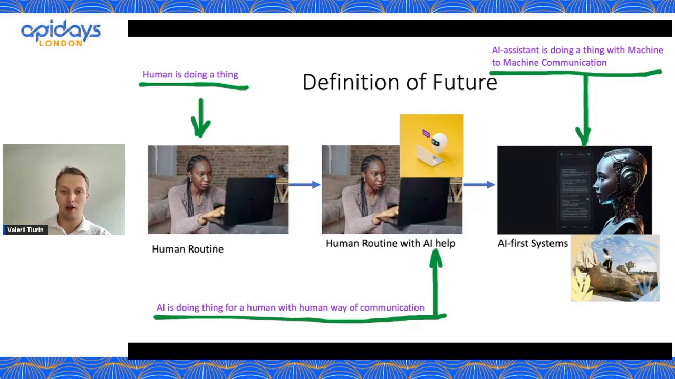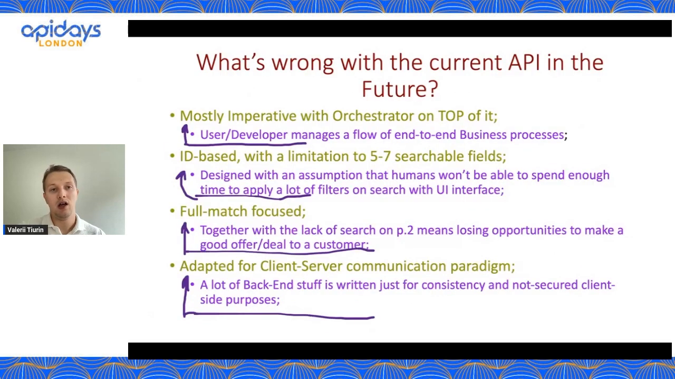And that's why I bet that in the next 10 years, coming to the next step, we will change the approach and API with it. So in the next 10 years, I bet we will have new products with AI-first systems. Basically, when an AI system is doing a thing with machine-to-machine kind of communication. That's the definition here.